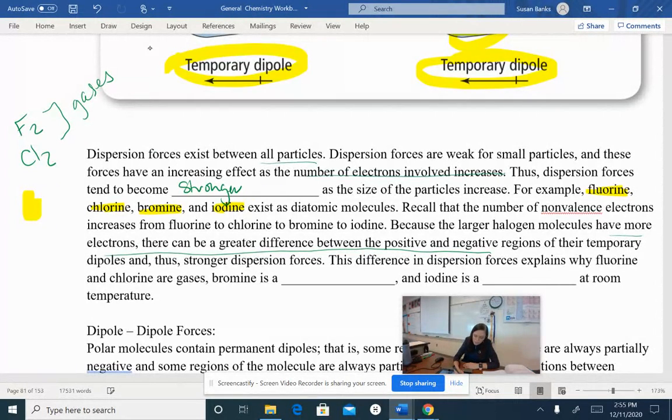Bromine, next one down, is an orange liquid at room temperature. And iodine at room temperature is a solid. It is a very dark purple, almost black crystalline solid. So the more electrons I have, the more dispersion forces can act.